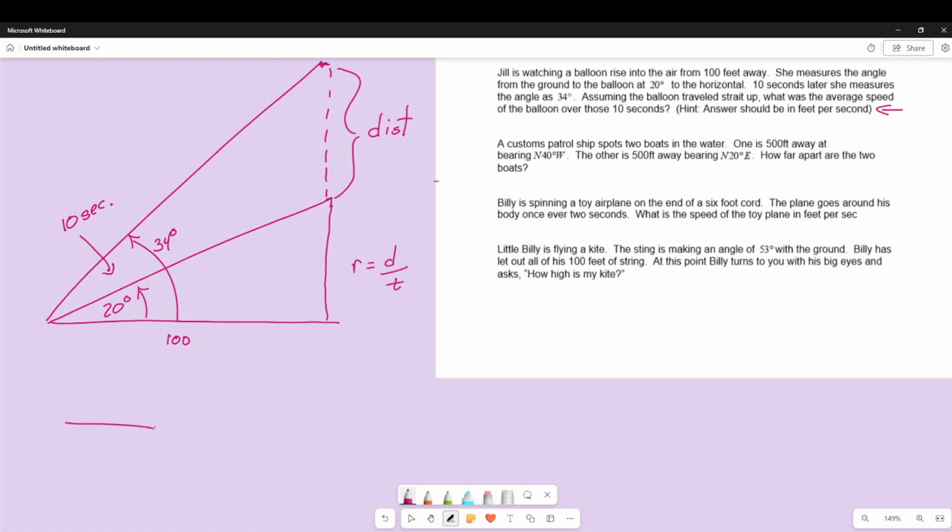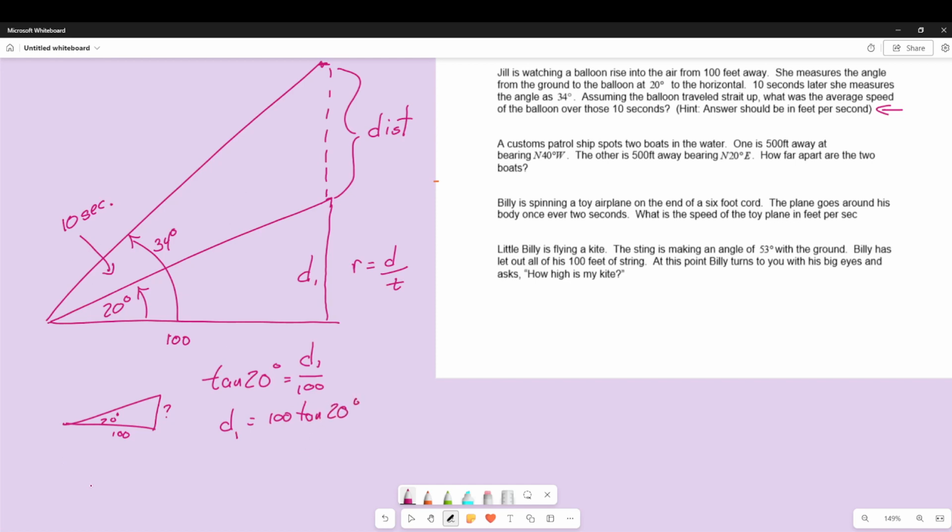We've got two triangles here. We've got the 20 degree with the 100. So if we want this side, the opposite side, and we have the adjacent side, that's a tangent question. So the tangent of our 20 degrees is going to equal that opposite side we don't know, I'm going to call it distance 1, divided by the 100 feet. So our distance 1 is going to be 100 times the tangent of 20 degrees.